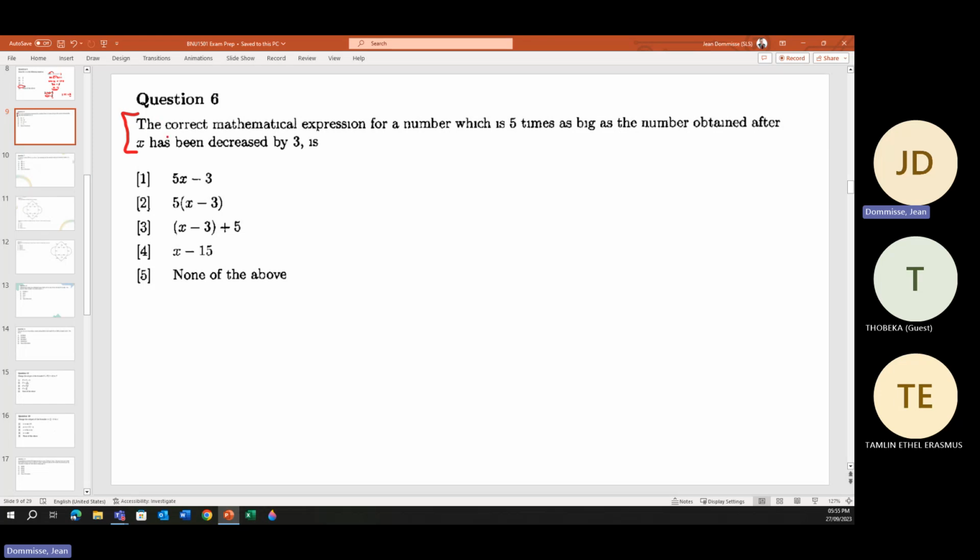The correct mathematical expression for a number which is 5 times as big as the number obtained after x has been decreased by 3 is. Okay, so the correct mathematical expression for a number which is 5 times as big as the number obtained after x has been decreased by 3.